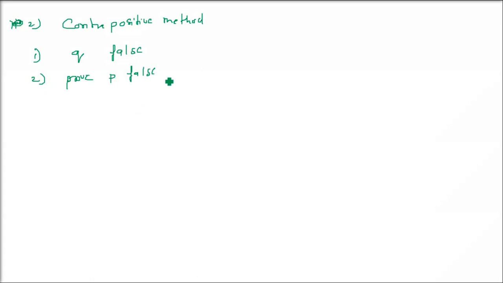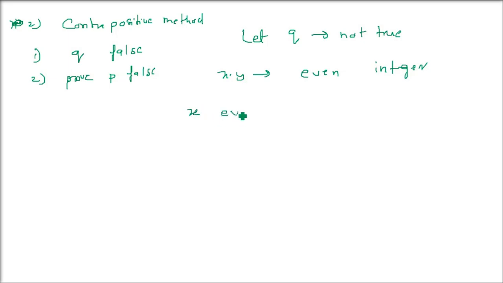Same example we are taking. So in contrapositive, we assume that Q is not true. I said Q is false, so Q is not true. Q was what? xy is an odd integer. So Q not, that is, we are assuming it to be false. So x times y has to be an even integer. That is, either x is even, or y is even, or both x and y are even. That is, x times y will always give you an even when one of them is even.